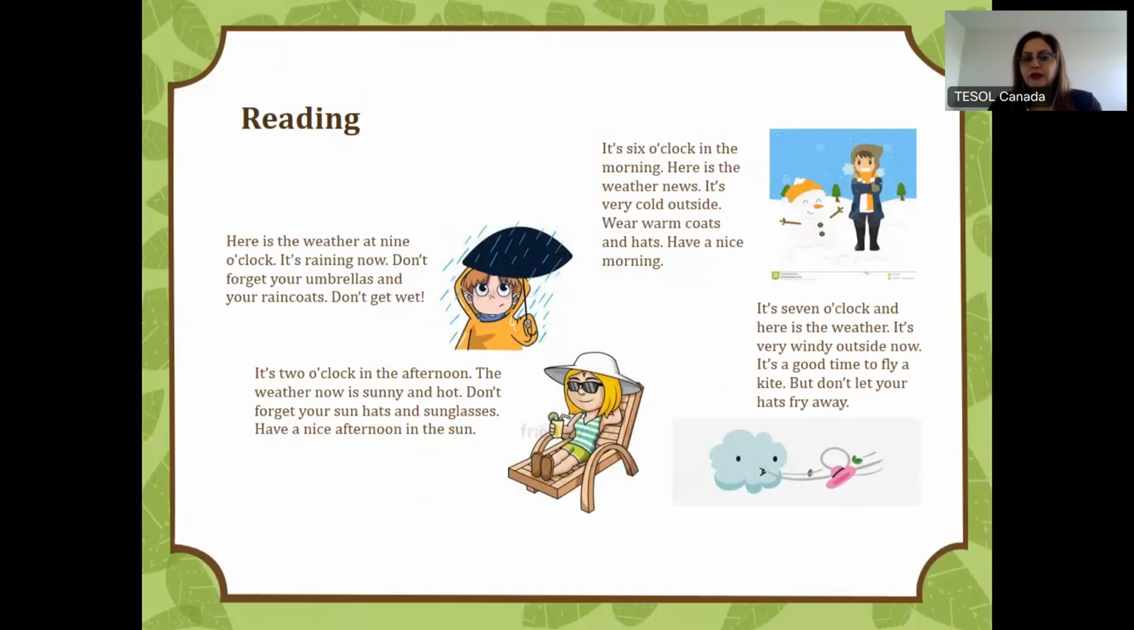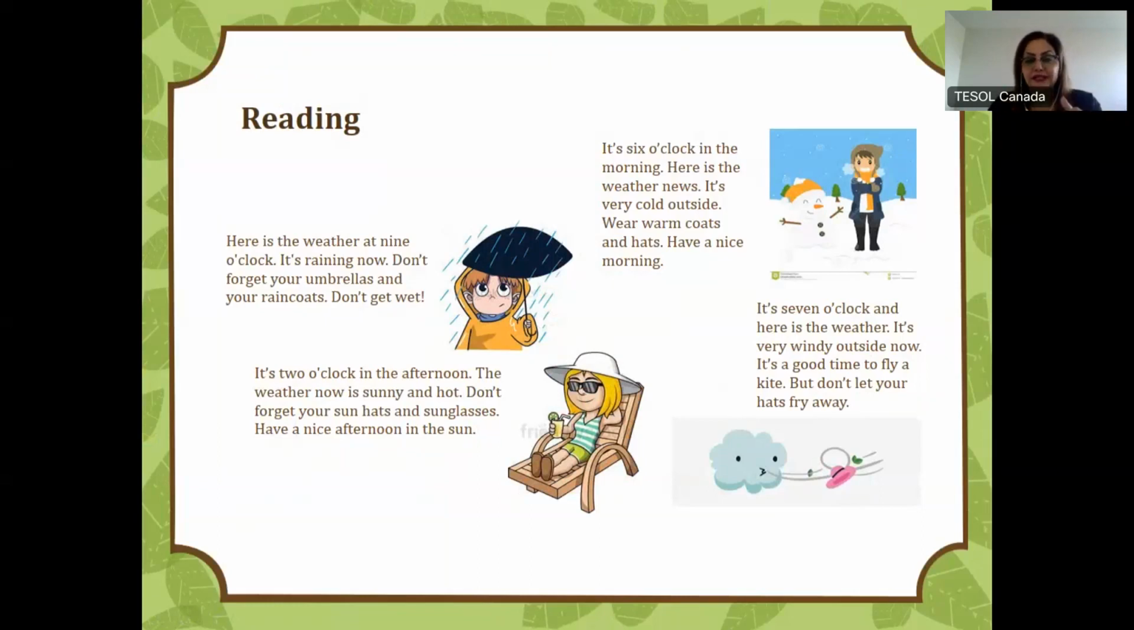So you can play the audio and ask them to look at the text and listen to the audio. You can even give them an activity like underline the weather words, like raining, like sunny, like warm, like cold. So you help them to concentrate better. They listen to the correct pronunciation and they read along or they follow the sentences.